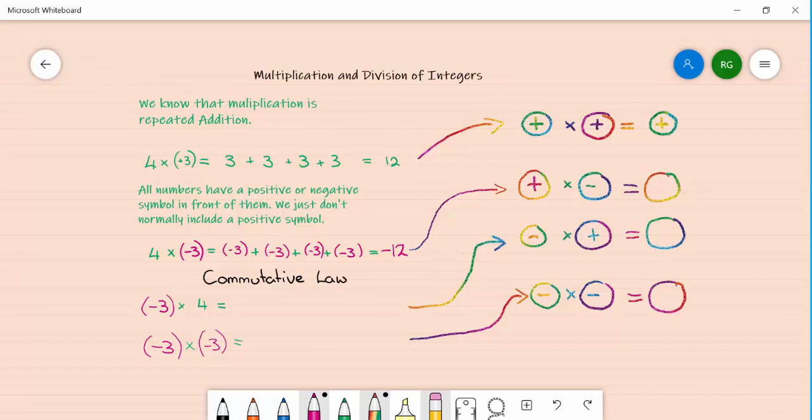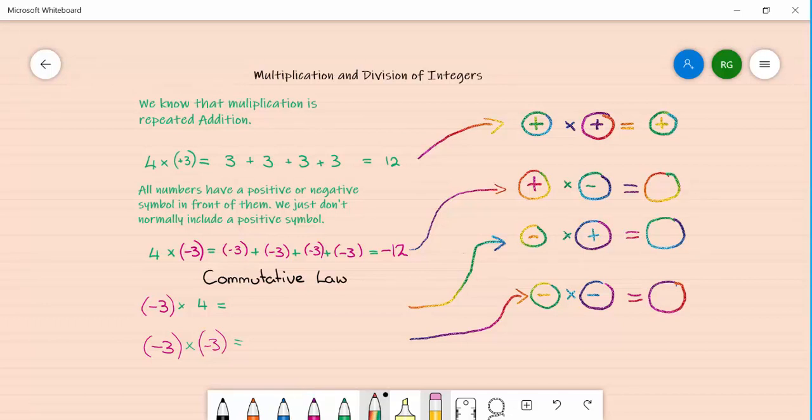So I've got negative 3. If I take away another 3, which is what a negative 3 is, it's taking away 3, I end up going down, down, down. It's as if you owed someone $3, then you owed them another $3, another $3, another $3. You would ultimately owe them $12 in total.